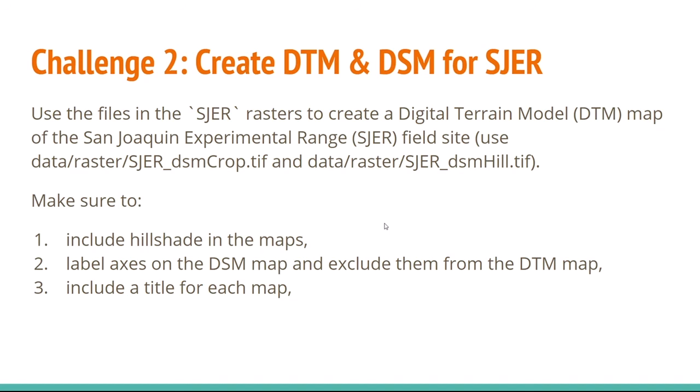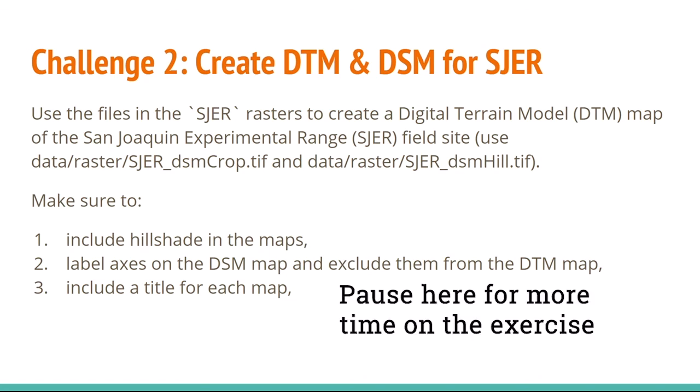In this plot, make sure to include hillshade in the map. Label your axes on the DSM map and exclude them from the DTM map. And we're going to include a title for each map as well. So we're going to create them separately. If you want the additional challenge, go ahead and layer them as well.